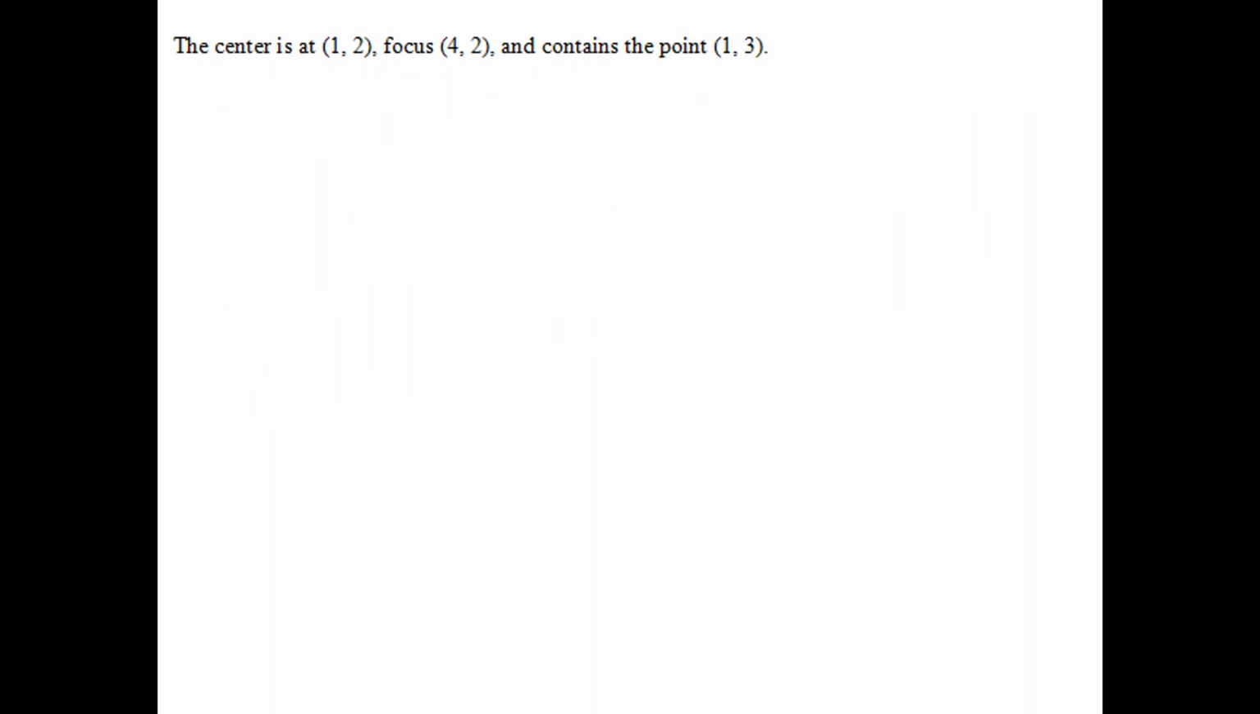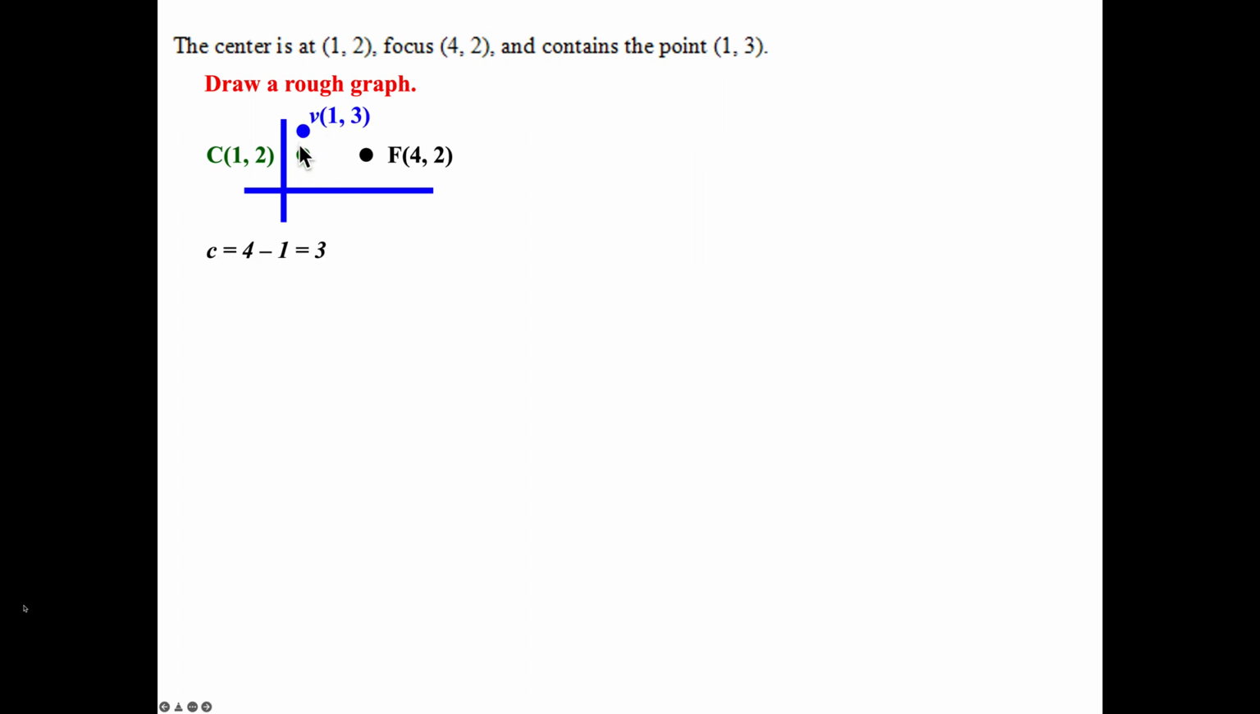Last example, the center is at 1, 2. Well, there's your h and k. Focus is at 4, 2, and it contains the point 1, 3. So drawing my graph, there's the 1, 2. There's my focus at 4, 2. But then I have this point at 1, 3 directly above the center, so that has to be the covertex. And the c, focus to the center, 4 minus that 1 is a 3, so I now know the c value. But here's an example, since now we know that we're making basically perpendicular line segments here, that your b is going to be a distance of 1, 3 minus the 2 on those y coordinates.